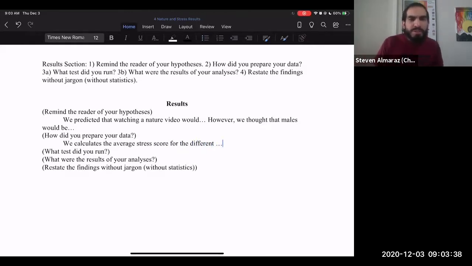We calculated the average stress scores for the different conditions of, whatever. And obviously for your group, it wouldn't be stress, it would be whatever your dependent variable is. But this is basically what all of you did, right?